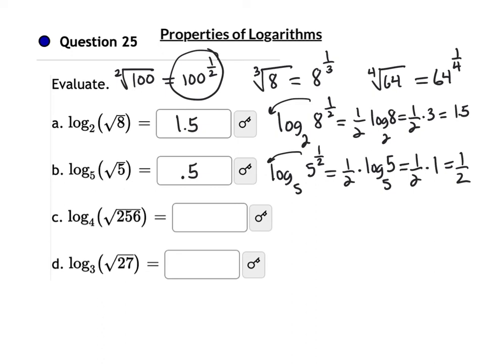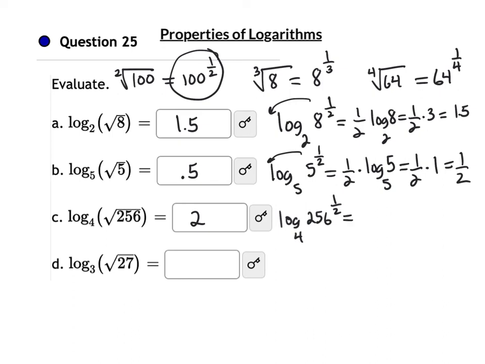C, this is the log base 4 of 256 to the 1/2 power. Now, 256 is a perfect square. You could just take the square root of 256, it's 16. We could rewrite this as the log base 4 of 16, because the square root of 256 is 16. 4 to some power is 16. Well, that would be 2. The answer is 2.